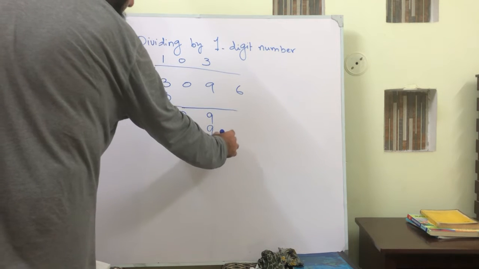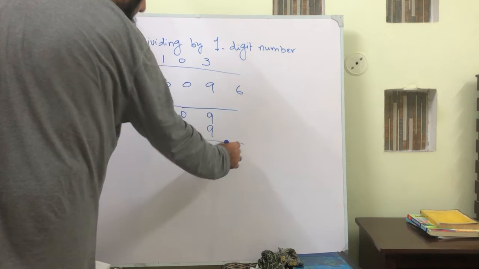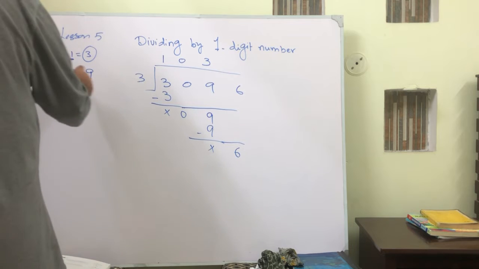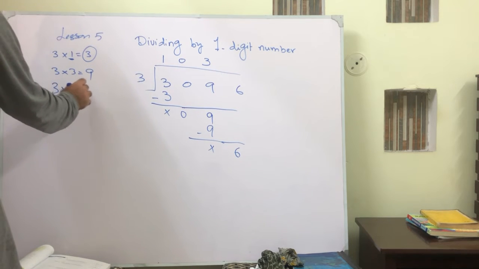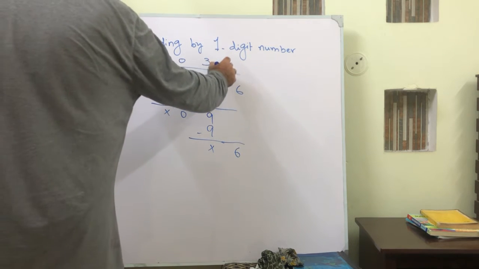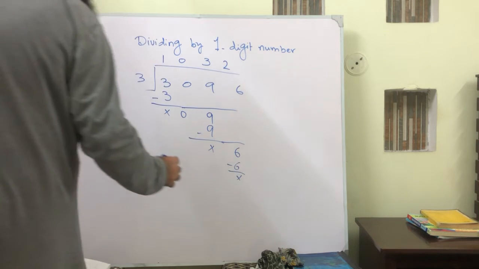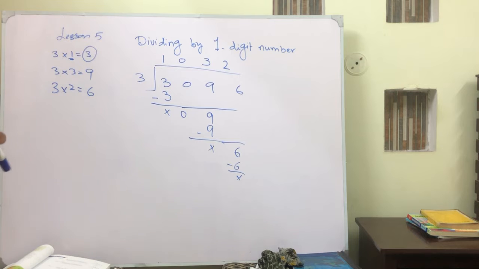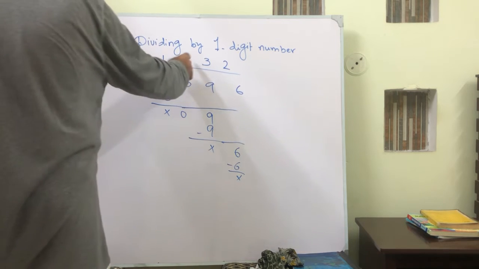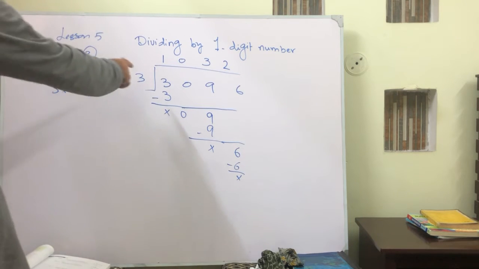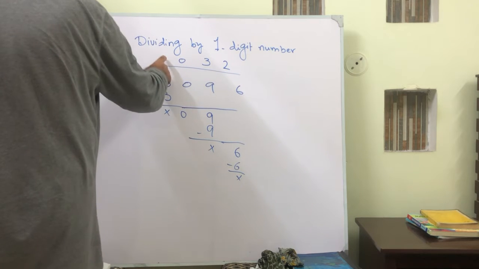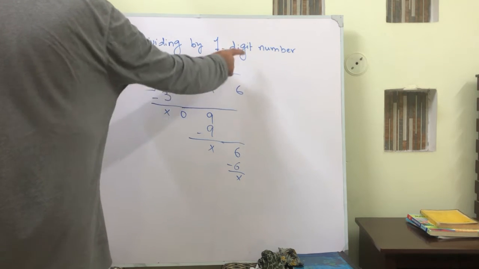Now we bring down 6. 6 will be divided by 3. 3 2s are 6. Here we put 2. 6 minus 6 is 0. Okay, so here we have remainder 0. Our answer is 1032. So when we divide 3096 by 3, we get the answer 1032.